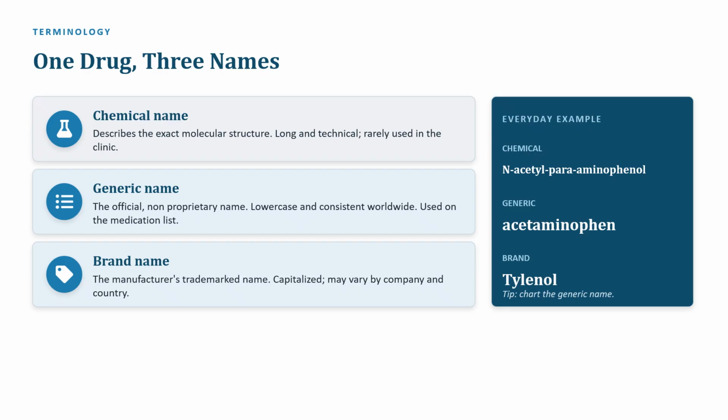Here's why it's a safety issue. A patient may tell you they take Tylenol while also taking a combination cold product that already contains acetaminophen. And now they're getting a double dose without even realizing it. Because the generic name stays constant, charting the generic is the safest habit. When in doubt, confirm both the brand the patient says and the generic underneath it. That single habit prevents duplicate therapy and dosing errors.